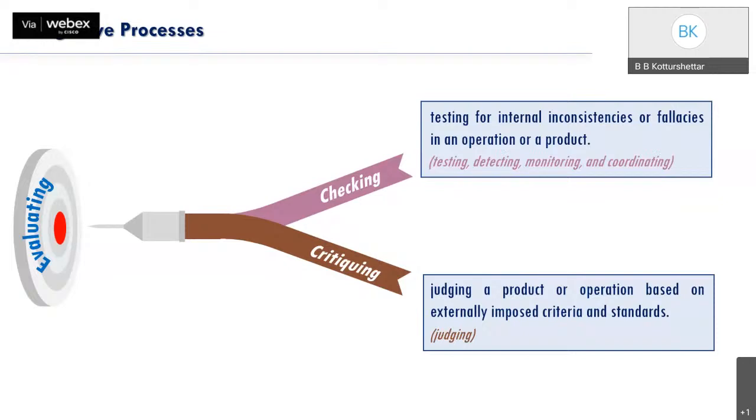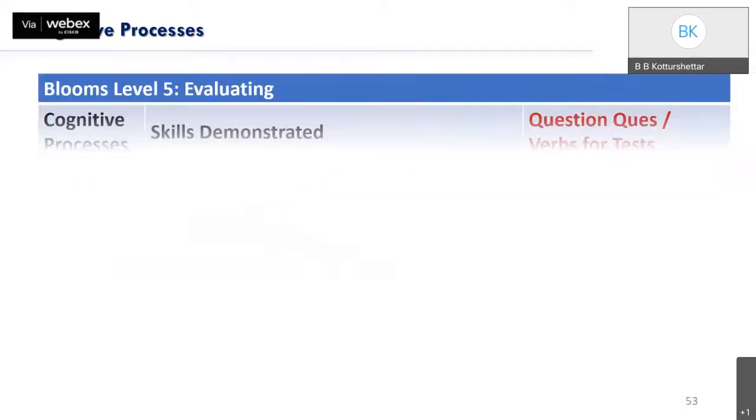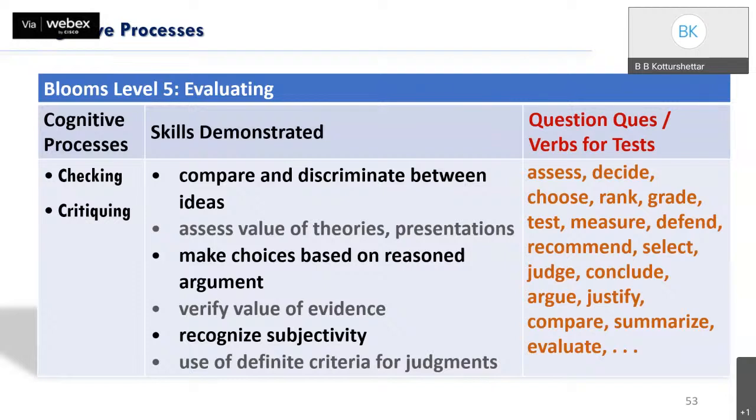That is the team members, the mentors, who will have a debate on that and make some corrections. It is all part of checking. But now when the project is exhibited for external audiences, then that is going to be critiquing. People come up with their own judgments, their own opinions. So that is critique. The verbs are assess, decide, choose, rank, grade, test, measure, etc.